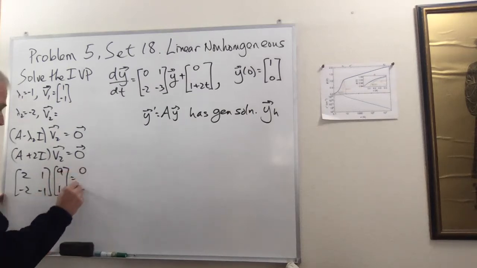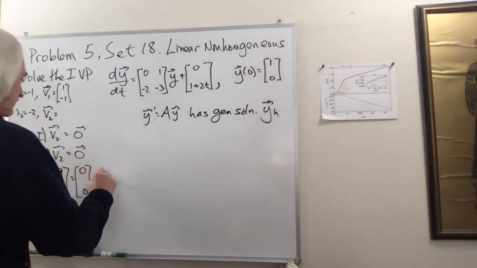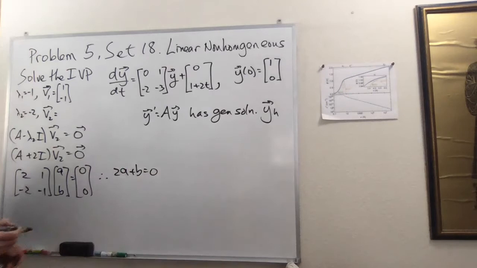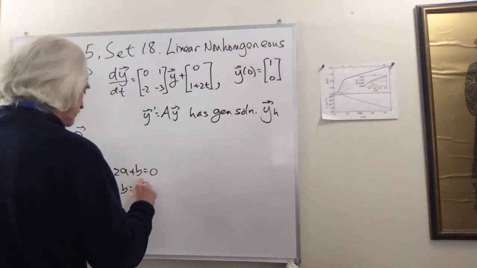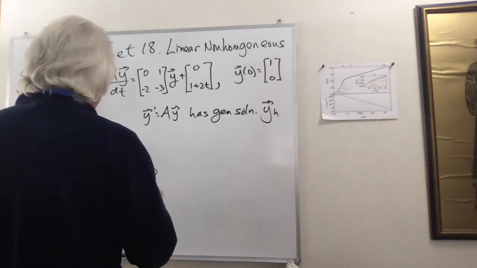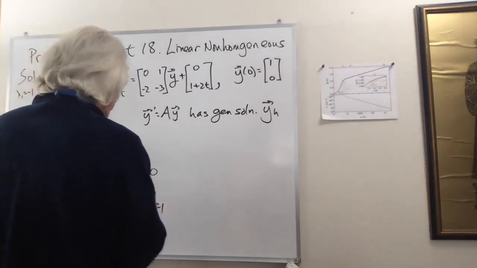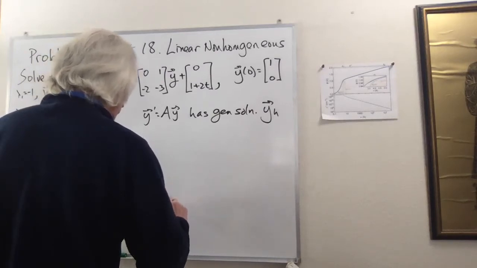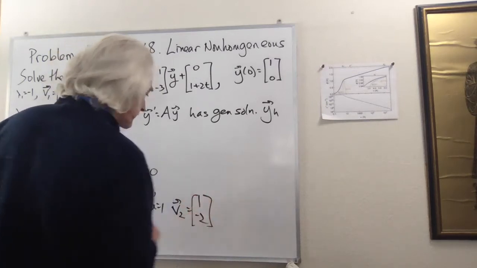And that should be 0, 0. All right, so therefore we get 2A plus B is 0, and the negative of that equation, -2A minus B is 0. Don't even have to worry about that. So here we get B is -2A. Again, A is anything, and I choose A is 1, and so I get V2 will be (1, -2).